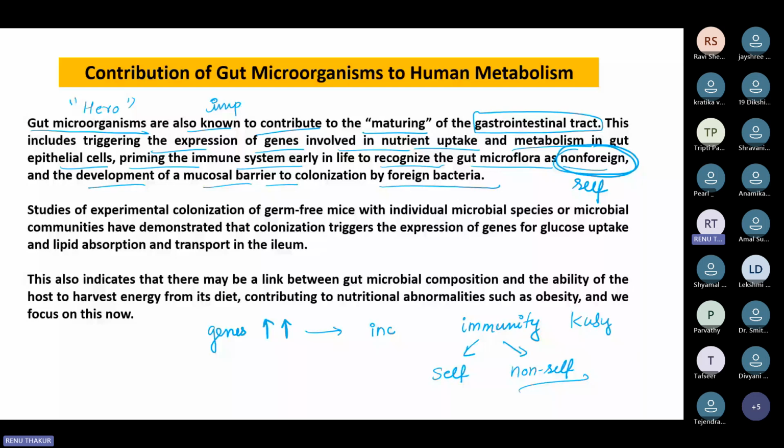But what we are doing, we are harming them. We are consuming unhealthy items on a regular basis, and we are destroying our helpers. We are destroying our heroes.